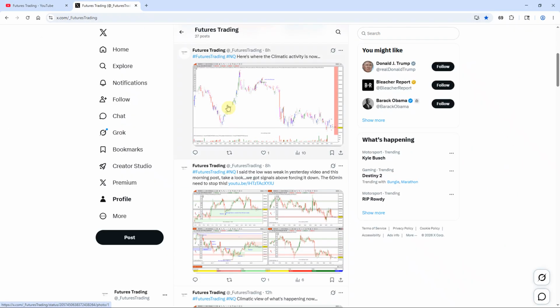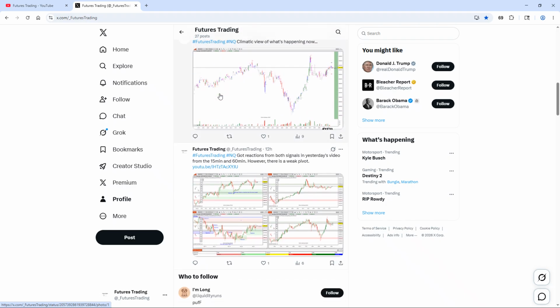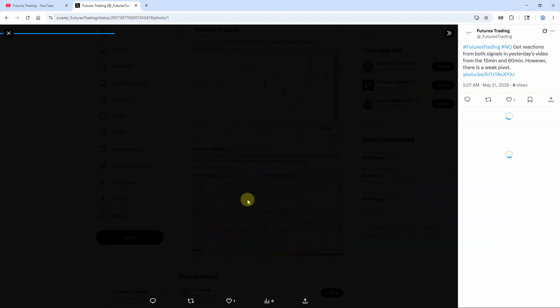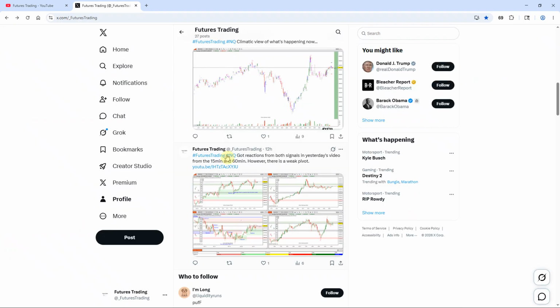Let's go over here real quick, because I've been doing this this morning. It was 5 o'clock in the morning, 5:07 here. I got reactions from both signals from yesterday. We got that reaction there, and that was on the 15 minute and 60 minute. I told you guys in yesterday's video that pivot was weak, so I put this out here this morning. Just take a look at that, and then we're going to look at this chart.